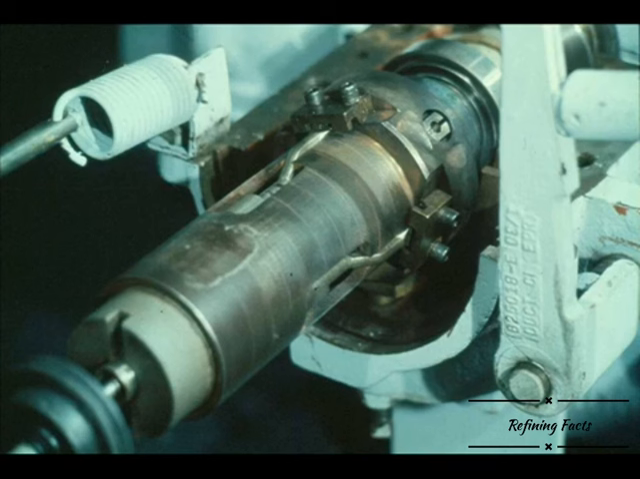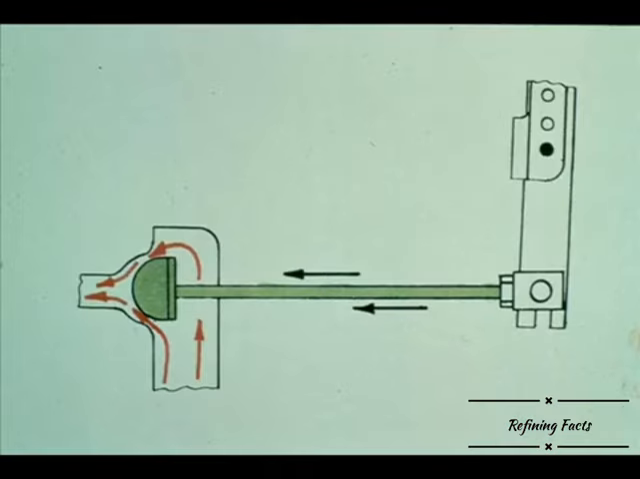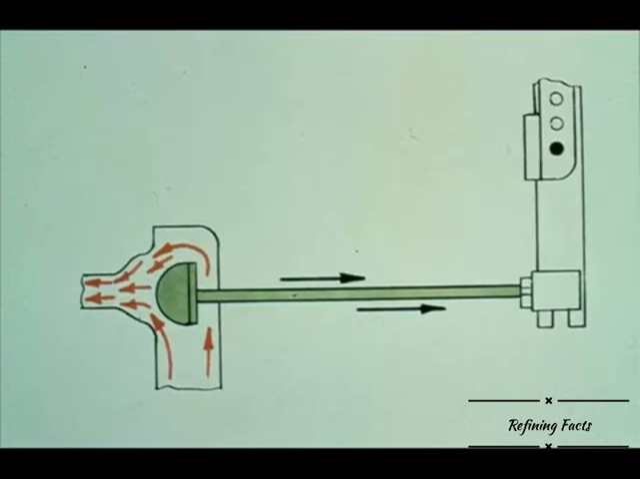The governor assembly is attached to the shaft. It operates a valve which increases or decreases the flow of steam to the steam chest according to the speed of the turbine. If the turbine shaft starts to turn too fast, the governor closes the valve, allowing less steam into the turbine. This slows the turbine down. If the shaft slows down, the governor opens the valve, allowing more steam into the turbine, which speeds it up.